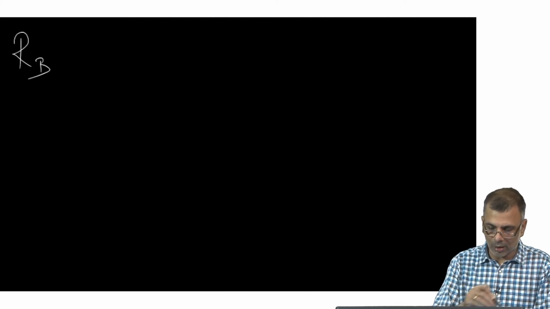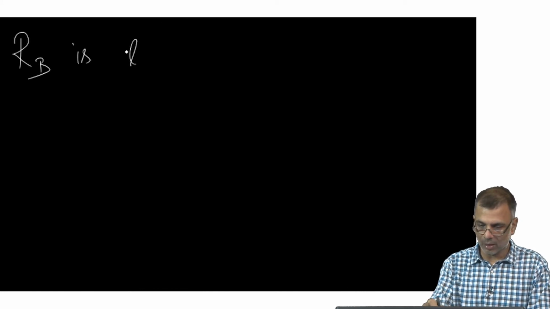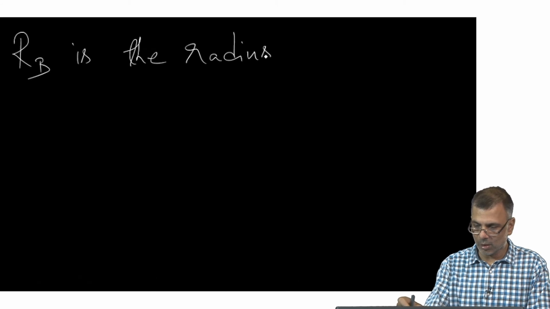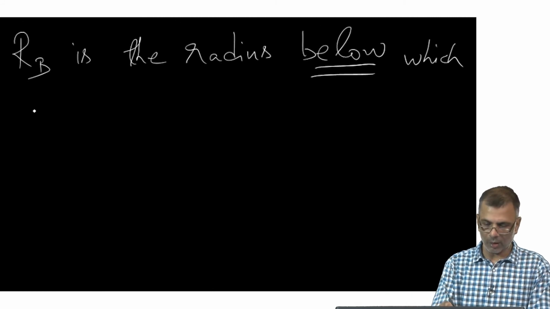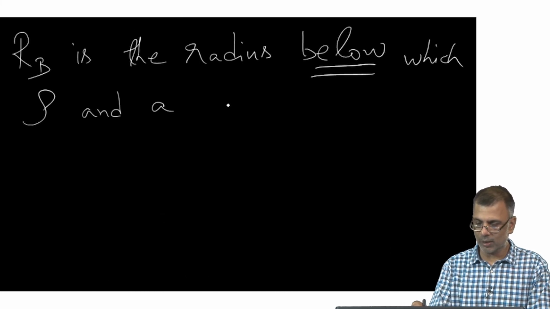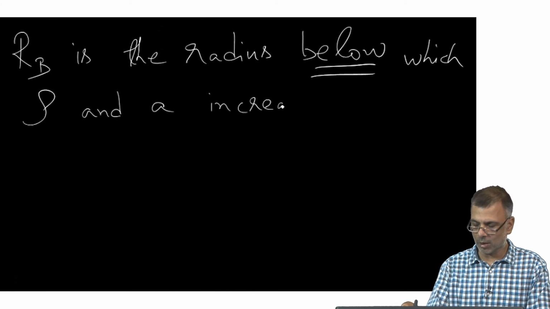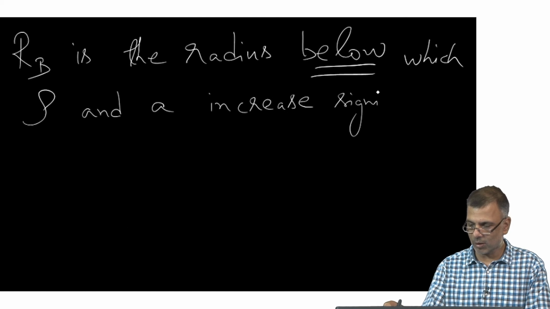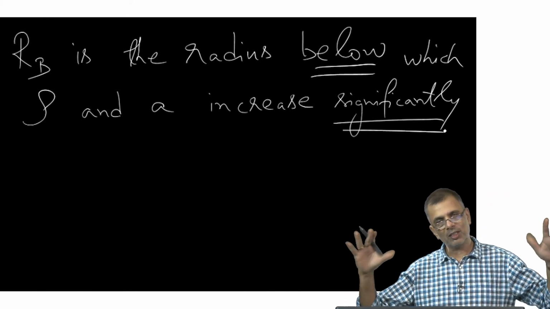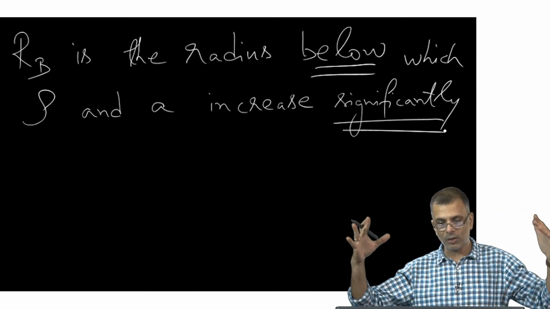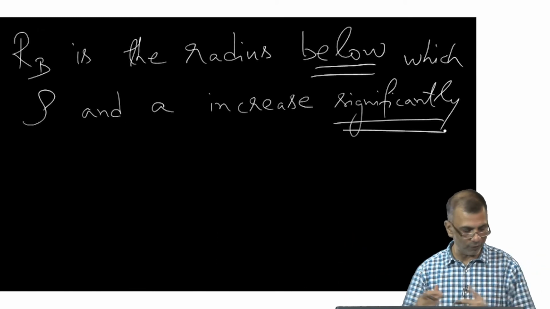Now, let us also look at a few interesting facts about this accretion radius. The accretion radius is the radius below which the density and sound speed increase significantly. So up until the RB, the density and the sound speed are pretty much the same as what they were at infinity. It's only within this RB that the density and sound speed increase significantly.